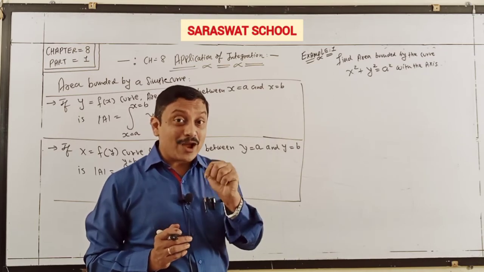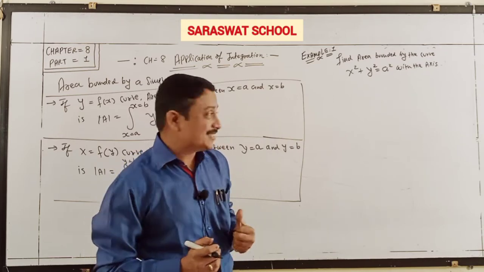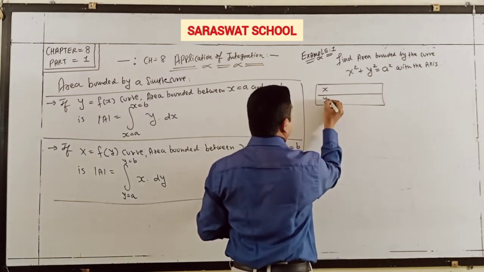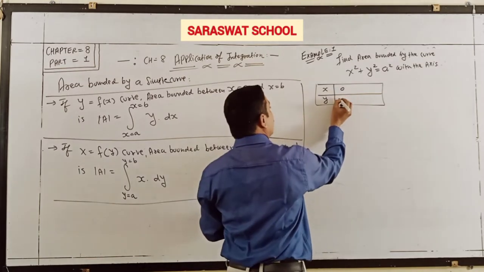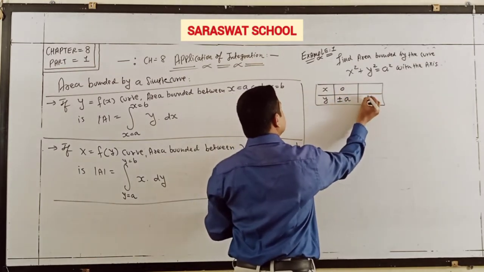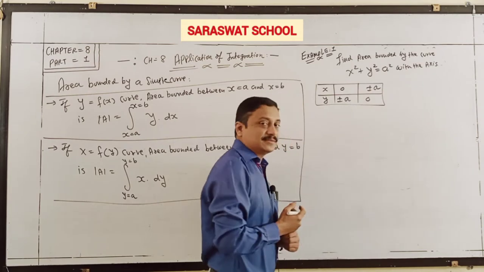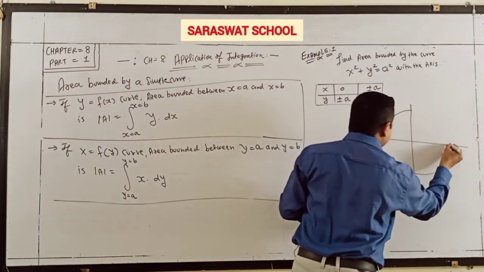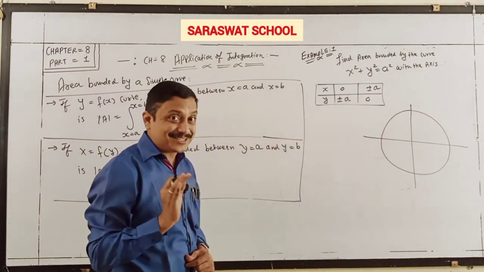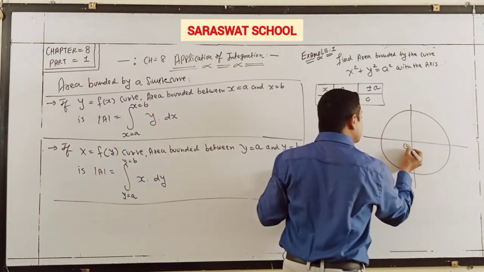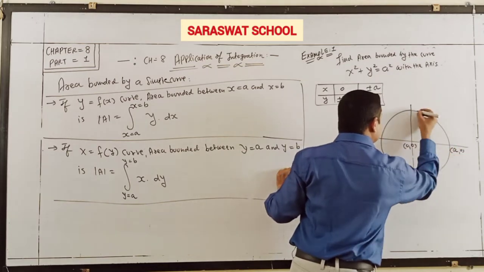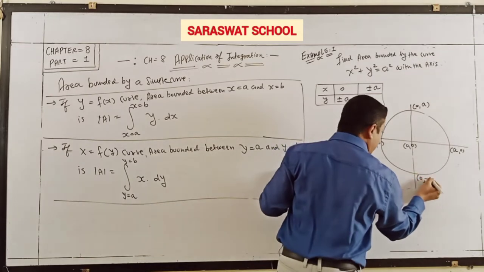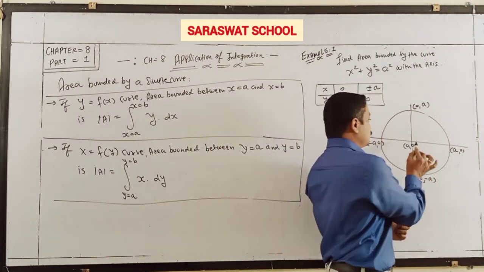But I will derive it by utilization of integrations. So very easy students. First of all I make the x and y axes. Putting x 0, y is plus or minus a. Putting y 0, then x is plus or minus a. So your drawing is ready. This is your circle having center 0 0 and radius a, with points a 0, 0 a, minus a 0 and 0 minus a. This is your radius.